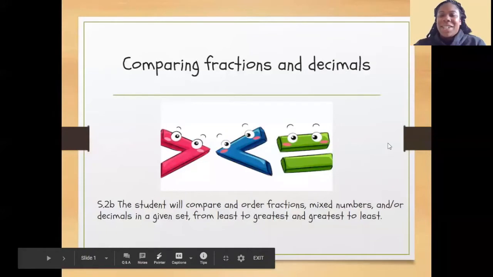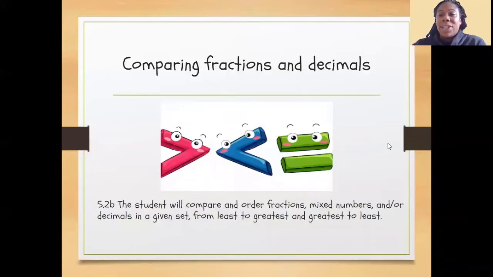Welcome, fifth graders. Today we will be comparing fractions and decimals. In order to be successful with this lesson, you will need a few things: pencil, paper, and a positive mindset. The SOL that we will be working on is 5.2b.